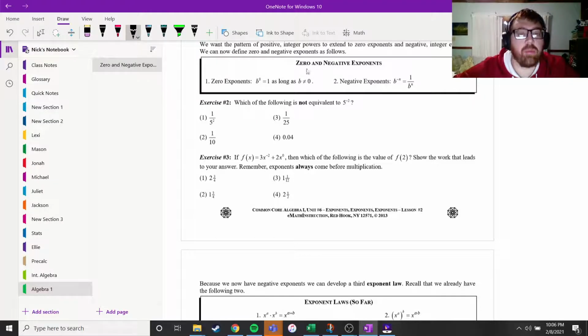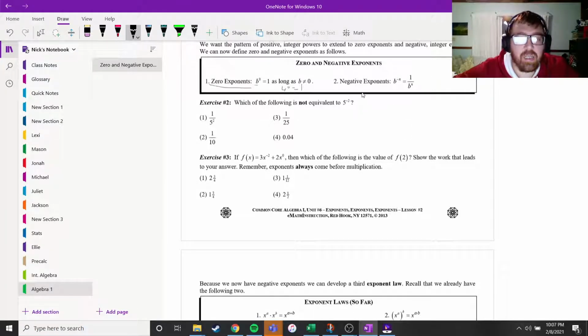So remember, when we have zero exponents, so that's b to the 0th power, that will always equal 1 as long as b does not equal 0. So obviously if b was equal to 0, then your answer would be 0, because 0 times whatever is 0. However, if you had 4 to the 0 power, that's going to equal 1, and so on. It doesn't matter.